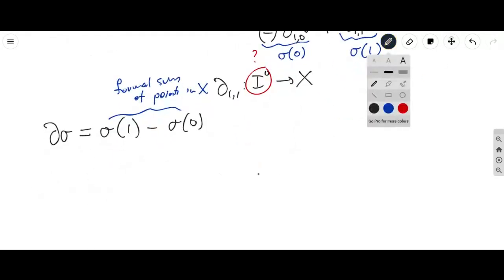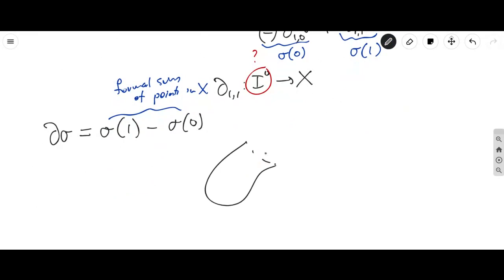So here the idea would be that if this is your manifold and you have sigma, this is what it does at 0, that is what it does at 1, then the way you interpret the boundary of sigma, this would be sigma of 1, that would be sigma of 0, and the boundary is defined to be the formal difference between the 2 points.